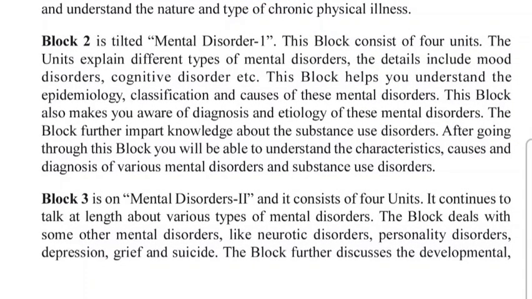The units explain different types of mental disorders, including mood disorders, cognitive disorders, etc. This block helps you understand the epidemiology, classification, and causes of these mental disorders. It also makes you aware of the diagnosis and etiology of these mental disorders. The block further imparts knowledge about substance use disorders. After going through this block, you will be able to understand the characteristics, causes, and diagnosis of various mental disorders and substance use disorders.